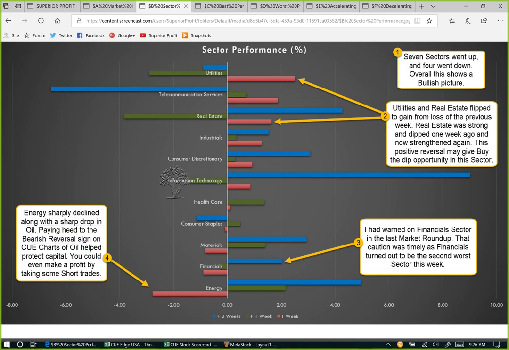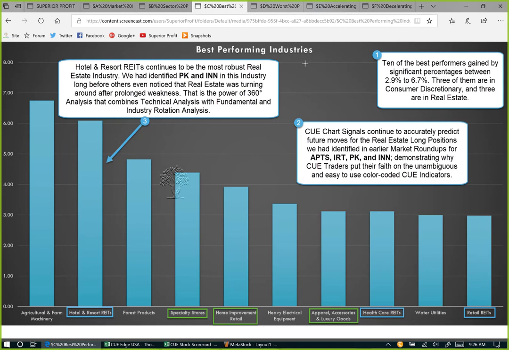This way, analyzing what is happening at the sector level helps us decide what we are going to do with the stocks. However, that picture is a lot clearer when we move to the industry level. At sector level and certainly at the market level, up stocks and down stocks tend to neutralize each other. However, at industry level, we have a clearer idea of where the strength and weakness lies. Best performing industries of this week. 10 of the best performers gained by significant percentages between 2.9 to 6.7 percentages.